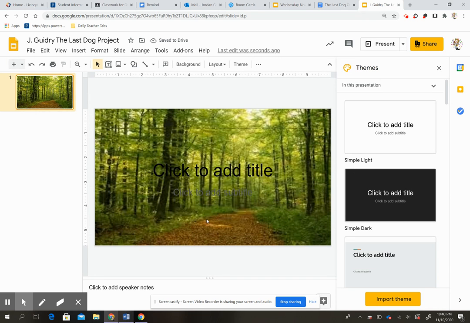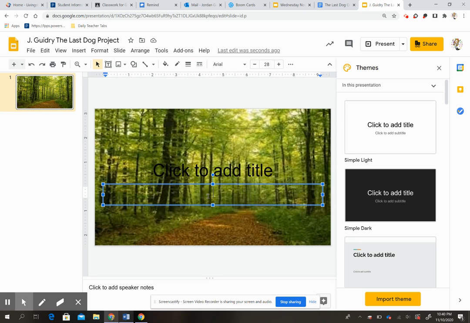and hit done. Now, the only problem is when you use background images like this that are pictures and they cover the whole background, it sometimes gets a little inky and hard to see your writing or your text. So see how it's kind of difficult to see what I've typed? So you might have to change your text color.